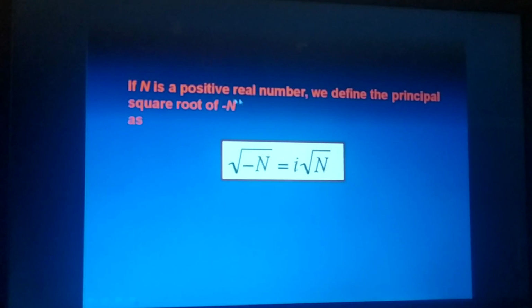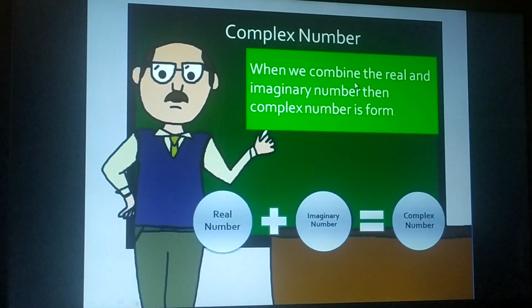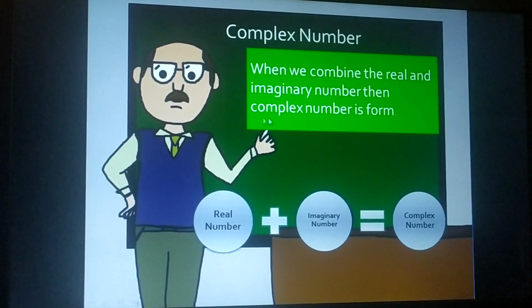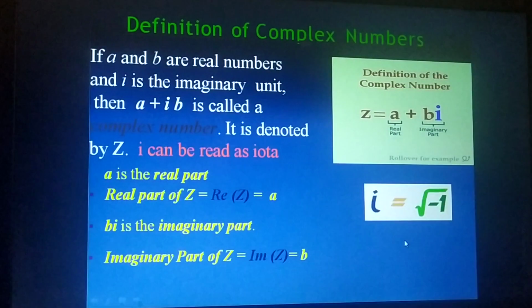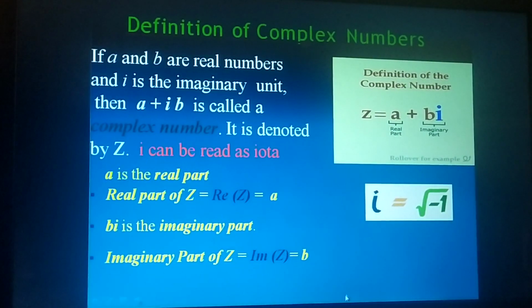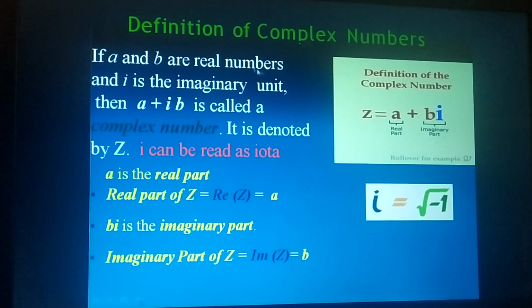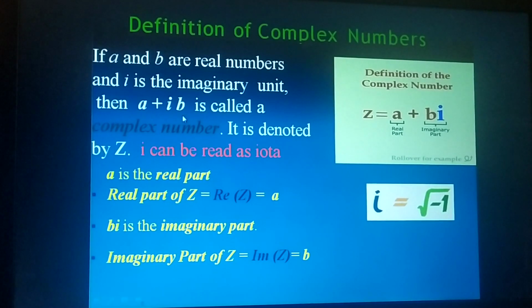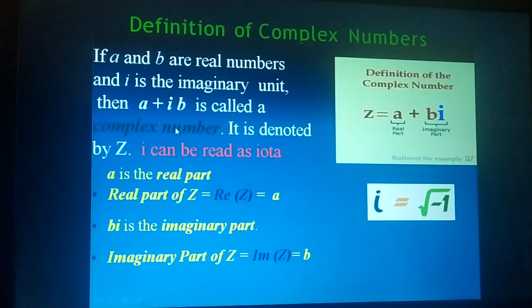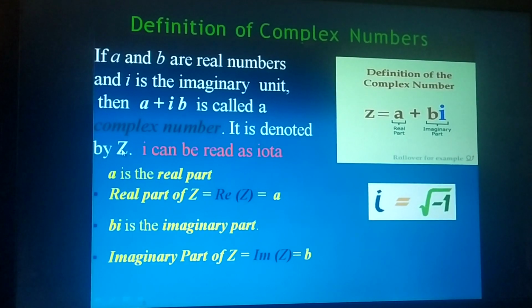If n is a positive real number, we define the principal square root of minus n as under root minus n is equal to i under root n. When we combine the real and imaginary number, then the complex number is formed. Real number plus imaginary number is equal to complex number. Definition: if a and b are real numbers and i is the imaginary number, then a plus ib is called a complex number. It is denoted by z.